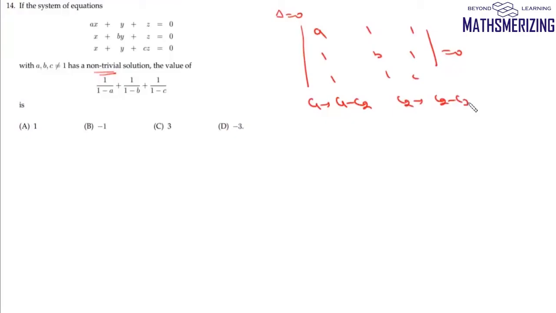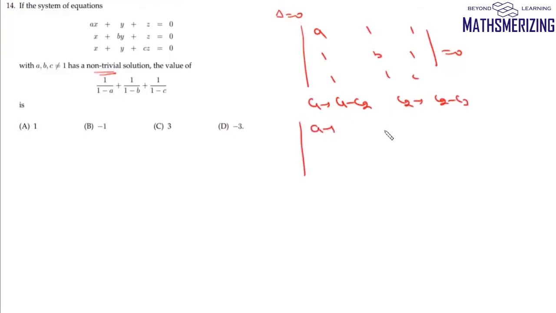Now question number 14 is a very simple question. It says this equation has non-trivial solution. So if a system of homogeneous equations has non-trivial solution, then the value of determinant is 0. So we can simply write the determinant with rows (A, 1, 1), (1, B, 1) and (1, 1, C), it should be 0. Now we'll take C1 as C1 minus C2 and C2 as C2 minus C3.